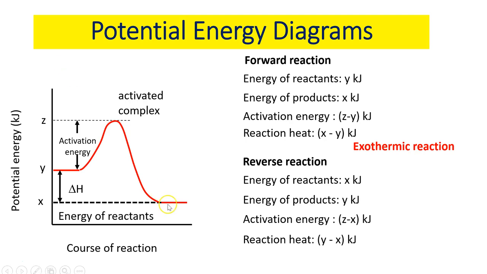If I have a reversible reaction, and I read my reverse reaction from this side, then this would be my energy for my reactants, and this one will be my energy for my products, which is why my activation energy will be the minimum energy needed to form the activated complex, which is then the difference between Z and X. And my reaction heat, which is always my products minus my reactants, will be Y minus X. And for my reverse reaction, this will be a positive number, and my reverse reaction is an endothermic reaction.